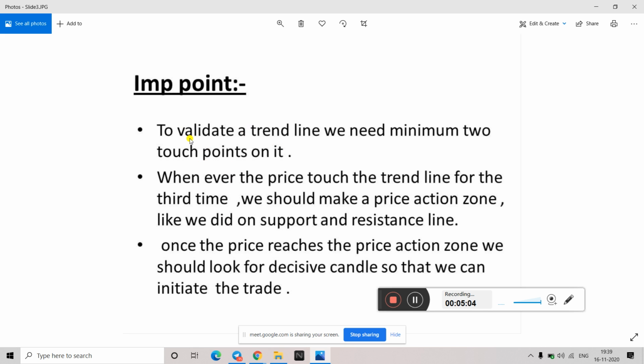To validate a trend line, you always need two touch points on it. If you don't have two touch points on the trend line, that means the trend line is not yet validated. You cannot trade based on the trend line, so you have to first validate it.